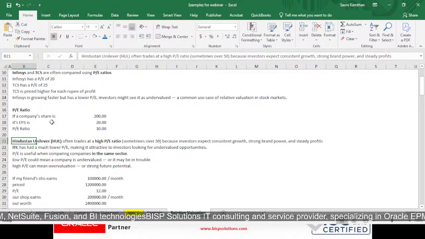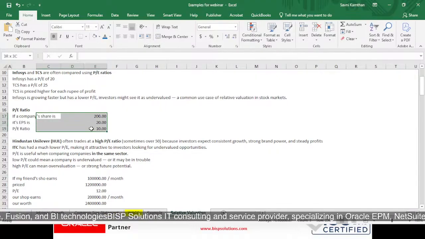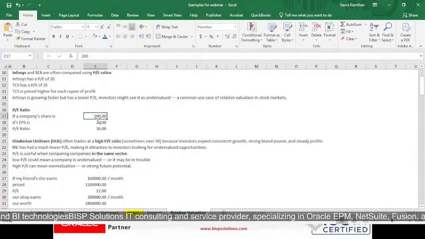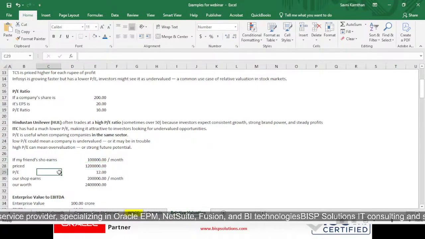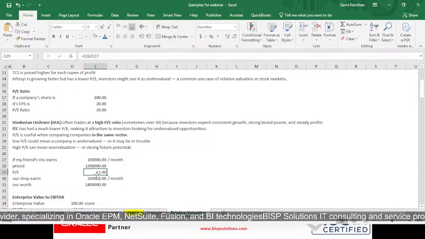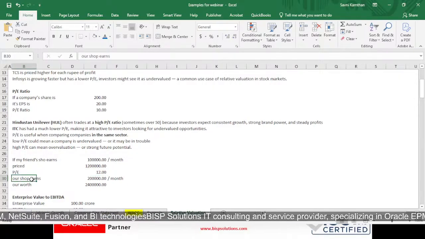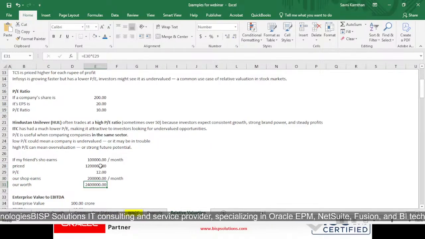So if it is like this only, if my friend's company is earning around 1 lakh rupees per month and is priced at 12 lakhs, the PE will be 12. So if our shop is earning 2 lakh rupees per month, our worth will be 24 lakh as per the concept over here, right?